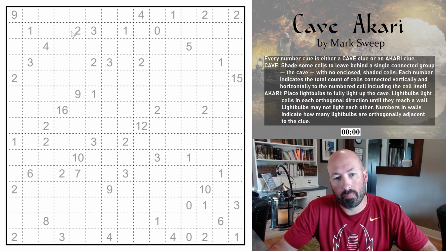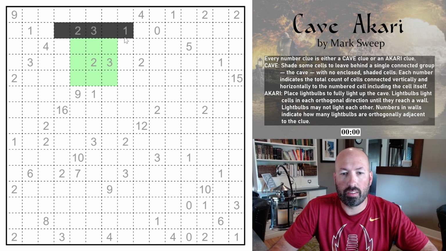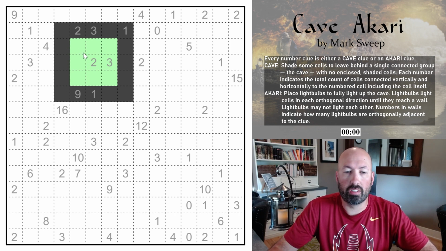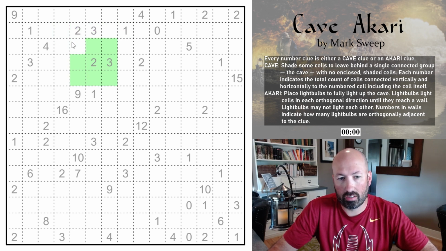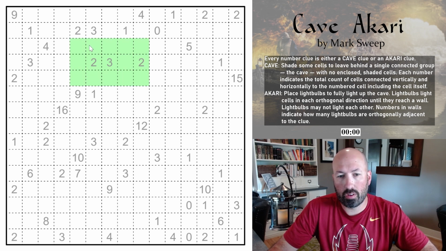So, cave rules are that you're creating a single connected group. Something like this could be the cave, and then you'd have walls all the way around, right? But it has to be the whole grid, obviously. And the numbers in the cave tell you how many cells that cell sees. So, for example, this 3 right here could see that, and then you could have these around here, something like that.